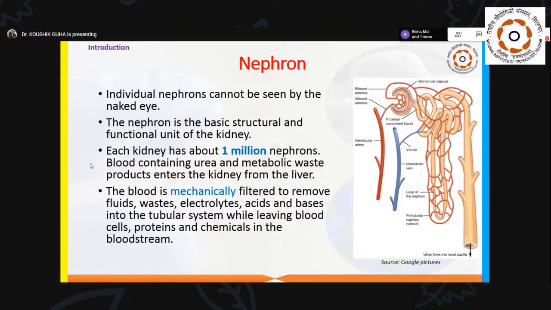The blood containing urea and metabolic waste products enters the kidney. This waste-filled fluid, plasma, comes into the kidney, and the job of the kidney is to do ultrafiltration. The blood is mechanically filtered to remove fluids, wastes, electrolytes, acids and bases into the tubular system, leaving the blood cells, proteins and chemicals in the bloodstream. So the main job of the kidney is ultrafiltration.